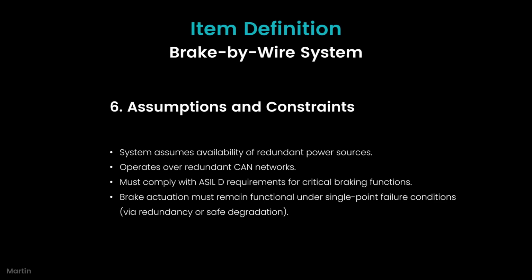The sixth section of an item definition is the assumptions and constraints. This section outlines the conditions presumed to be true during the design and development of the item, as well as the limitations that must be observed. Assumptions may include expected operating conditions, available resources, or user behaviors, while constraints can involve regulatory requirements, physical limitations, performance targets, or compatibility needs. Documenting these factors helps set clear expectations, guides design decisions, and ensures the item remains feasible and compliant within its intended context.